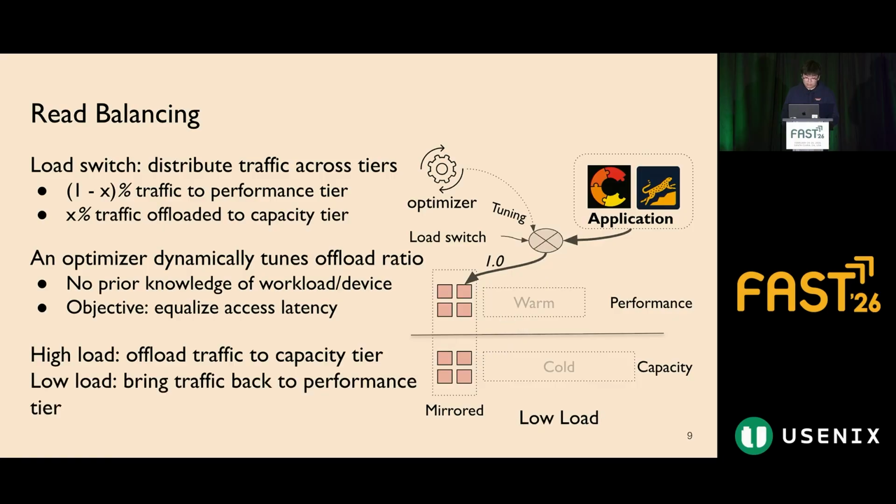And when the workload becomes light, MOST will bring the traffic back to the performance tier because it has lower latency, by adjusting a routing variable inside the load switch. Therefore, with this design, MOST can route traffic based on device status without triggering migration.